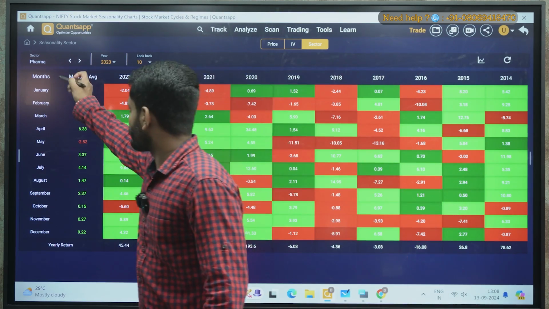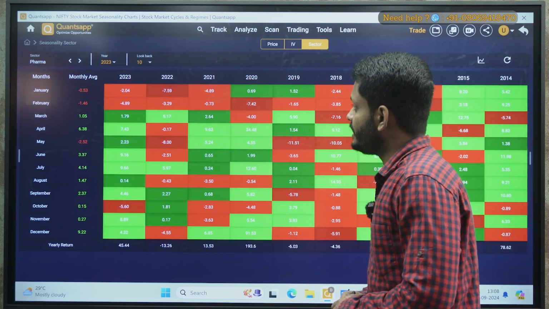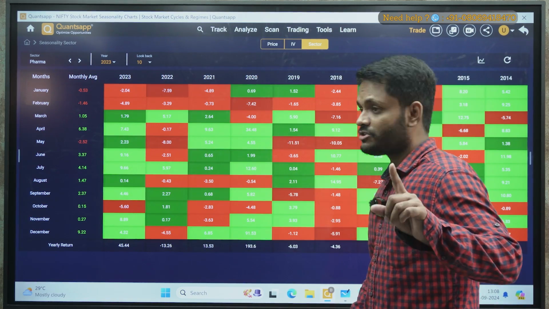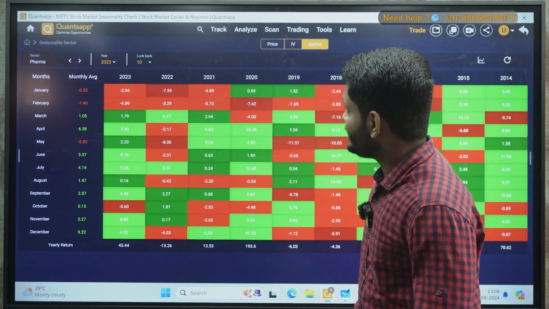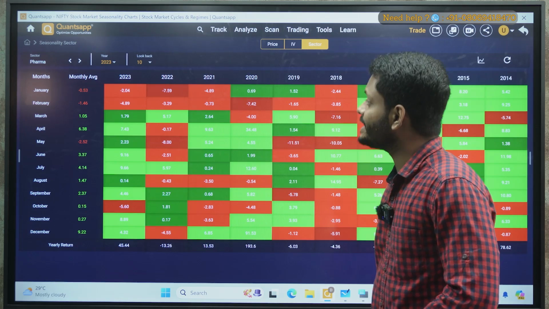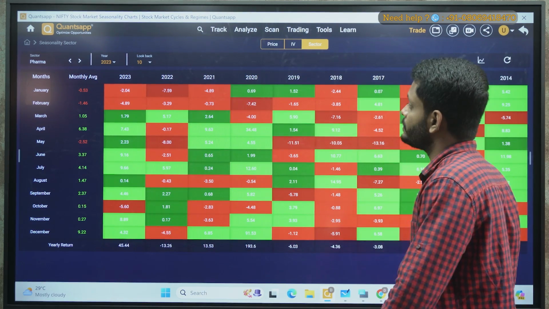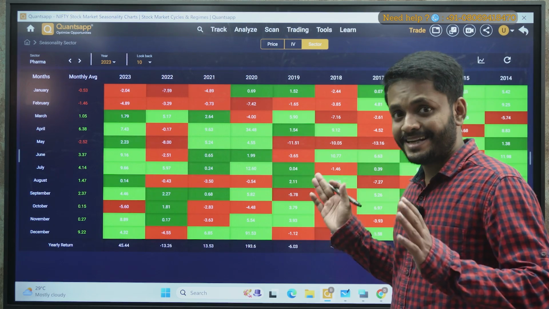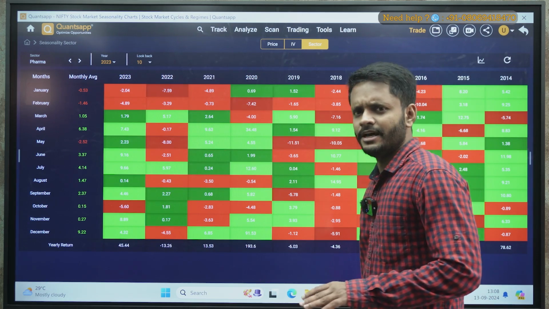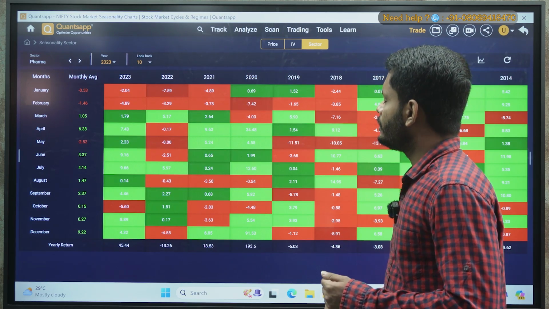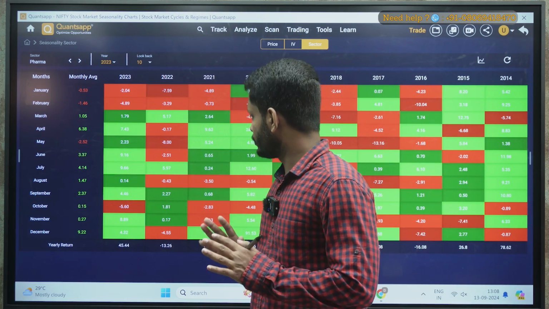Can you see here pharma? The sector is pharma. If you see in January month, it is considering the average of the past 10 years, from 2014 till 2023. So considering the average, pharma delivers negative 0.53% returns. The past 10 years average is saying that pharma delivers negative 0.5%. That is, you can say there is no big movement, neither on the upside nor on the downside. It is stable, you can say.